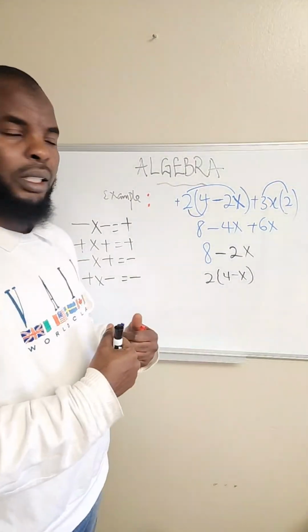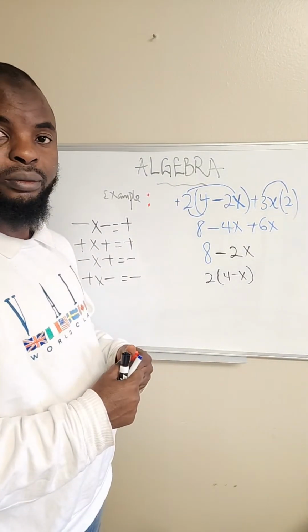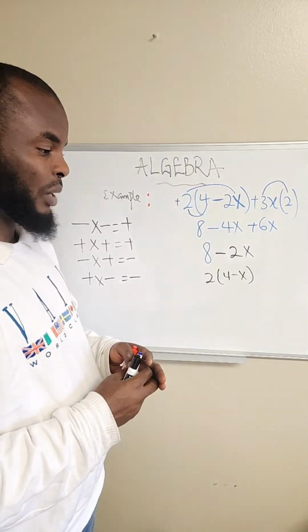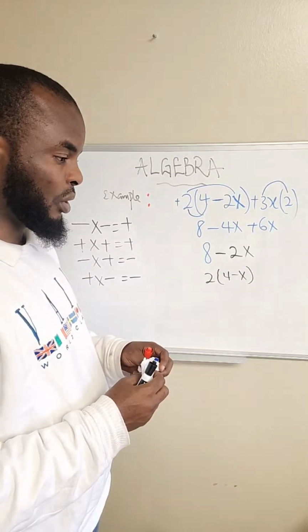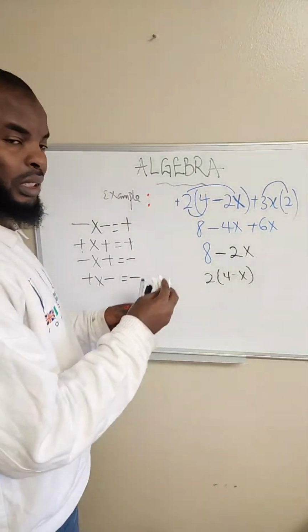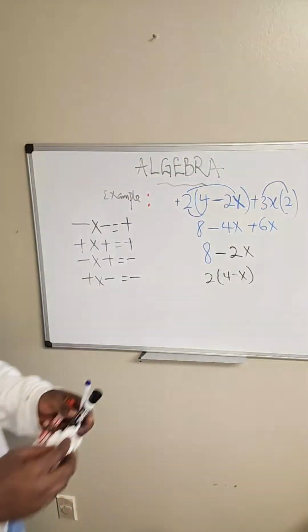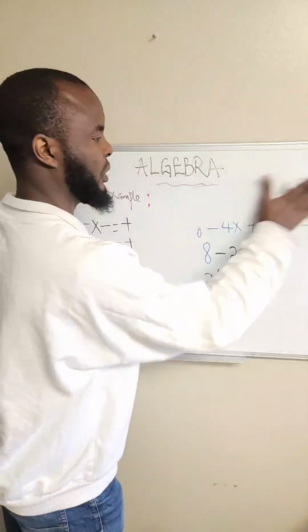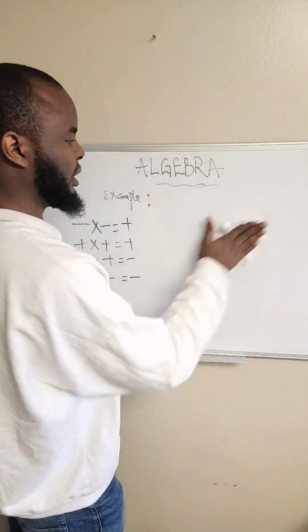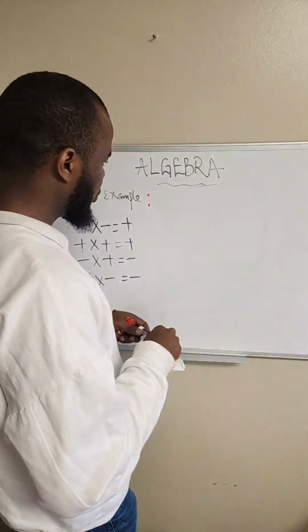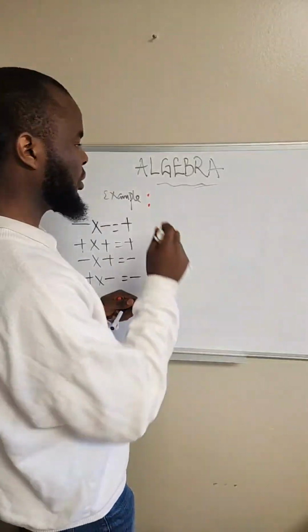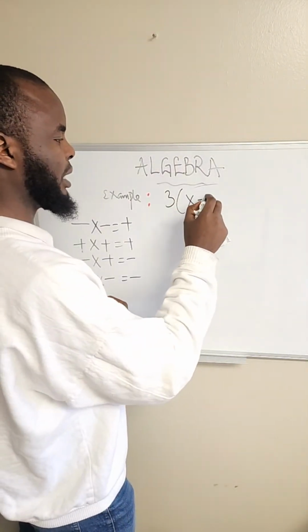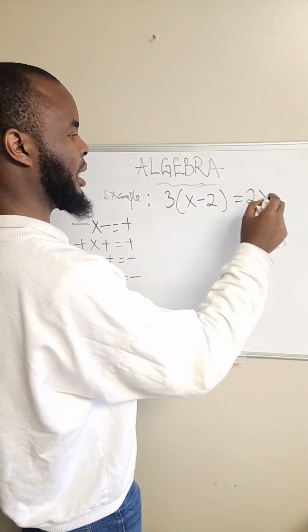Yes. Now let's move to algebraic equation. We are going further and we are going a little bit higher and then tougher. Okay, let me clean this. If you have any question, let me wait for a minute so that you can ask your question. Now, let's do algebra. Algebraic equation. Here, we have 3 into parentheses x minus 2 equals 2x plus 5.